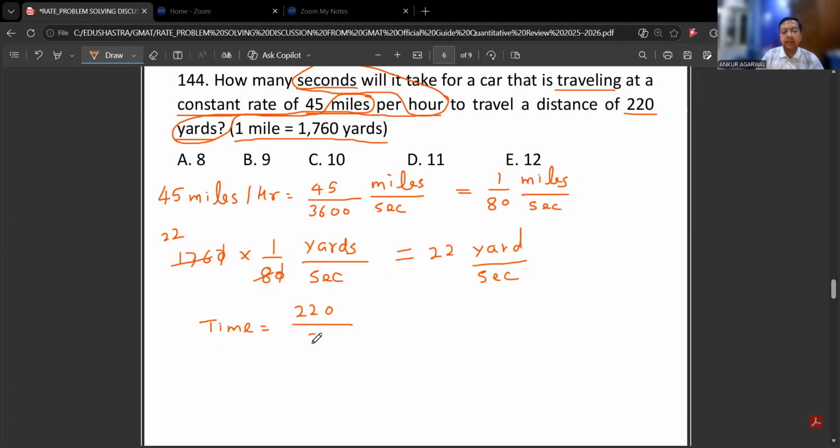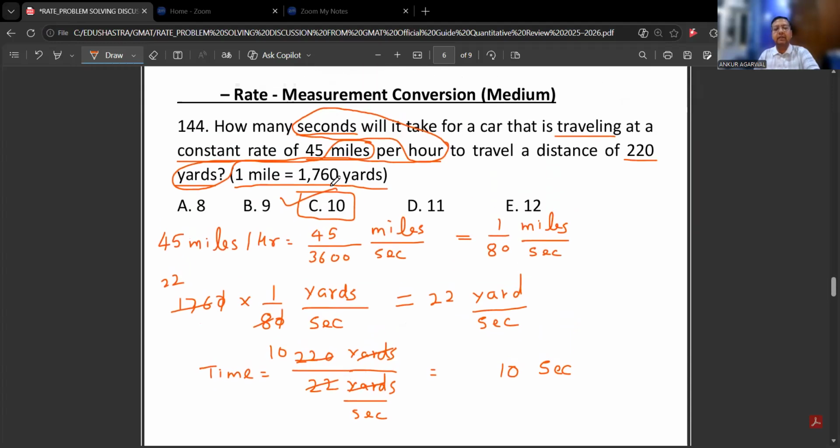220 divided by 22, right? And this is what? Yards, right? And this is what? Yards per second, right? So yards and yards cancel out. So now you are getting answer in what? This is in seconds. And these numbers cancel out how much? 10 times. So this is 10 seconds. So this way your answer is what? Option number C, which is 10 seconds, right?